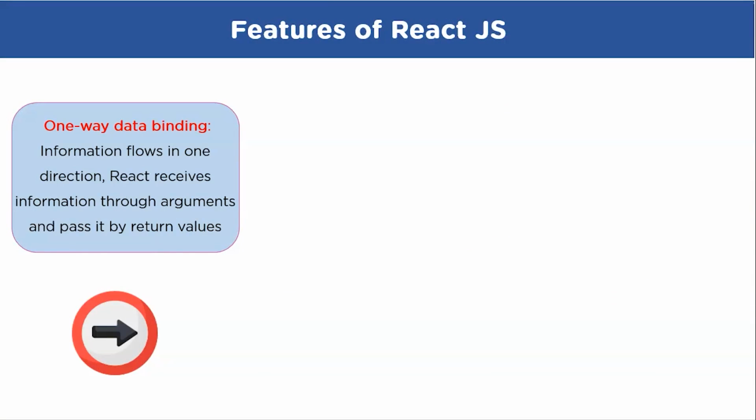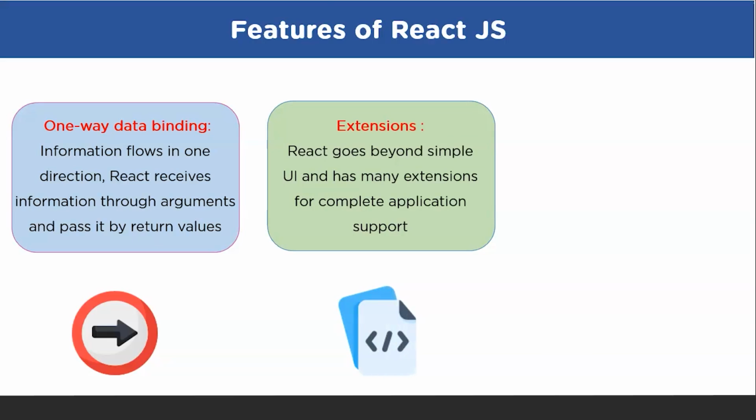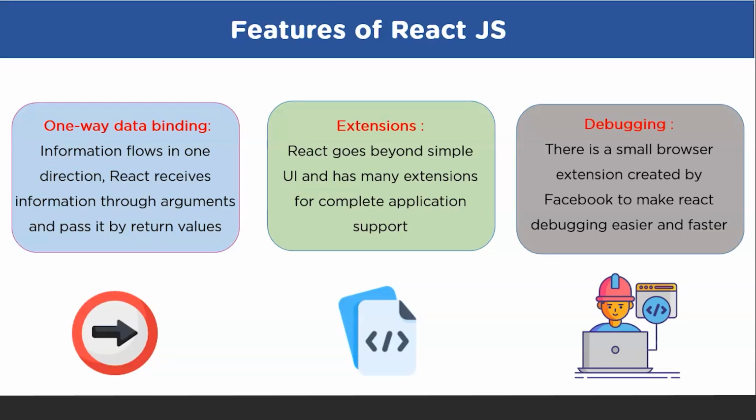One-way data binding. Information flows in one direction. React receives information through arguments and passes it by returning values. React goes beyond simple UI and has many extensions for complete application support, extended with Flux and Redux among others. Debugging. It is a small browser extension to make debugging easier and faster. Let's see what is Express.js.